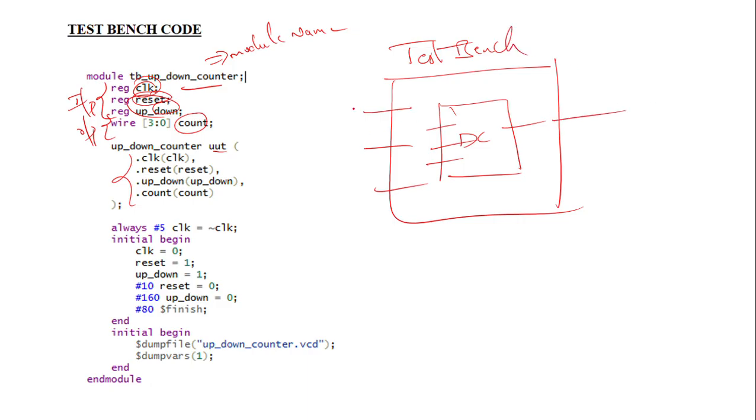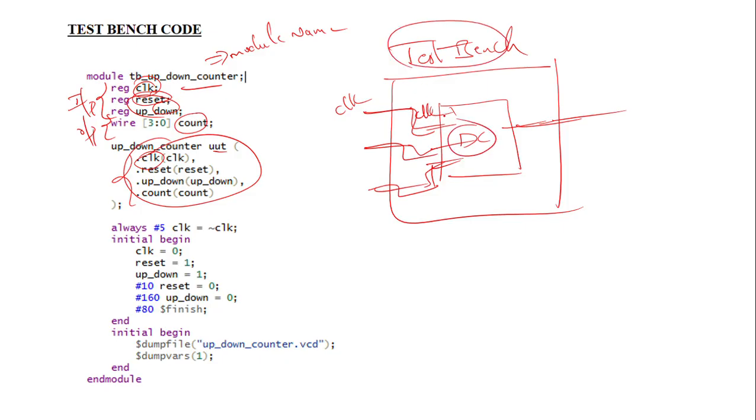So by using these port connections, they will connect like this. This clock represents this clock, so clock will be connected to clock, reset to reset, up_down to up_down, and count will connect to count. By using these port connections, we connect this design code with the test bench code ports. That's why we name it a port connection.